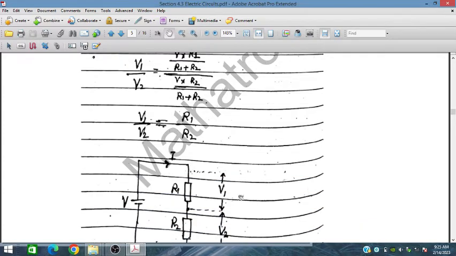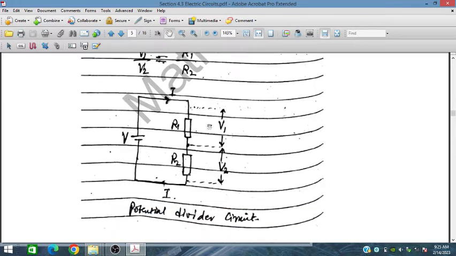So this is simple. V1 upon V2 is equal to R1 upon R2, and this is the potential divider. So this is R1, this is R2. The voltage drop across R1 is V1, and the voltage drop across R2 is V2.